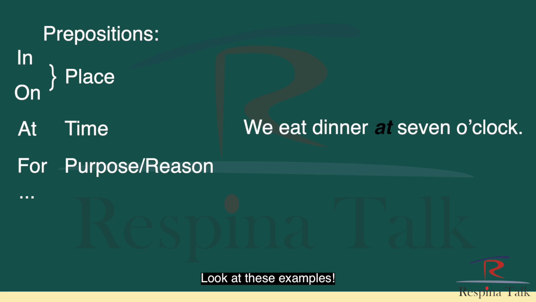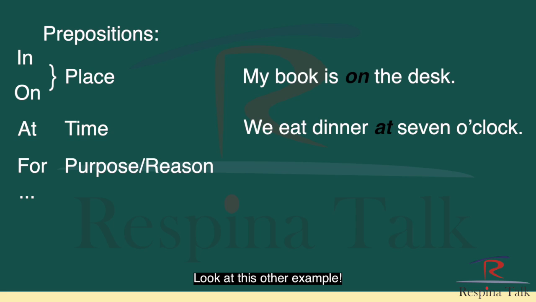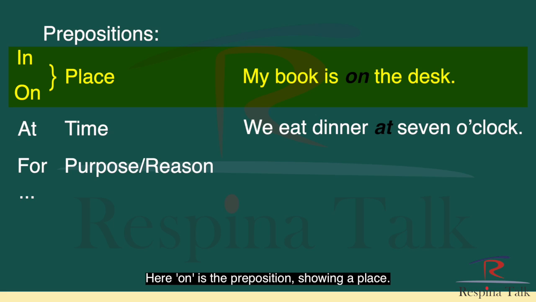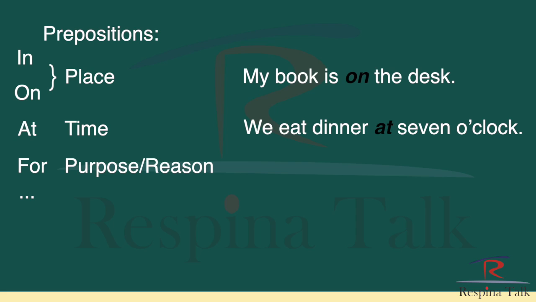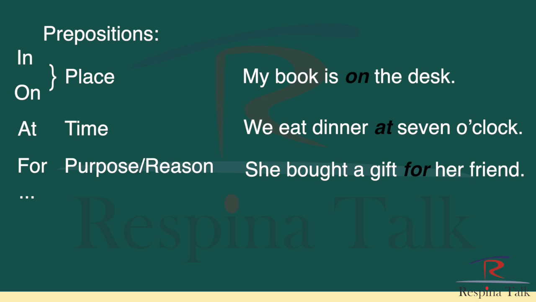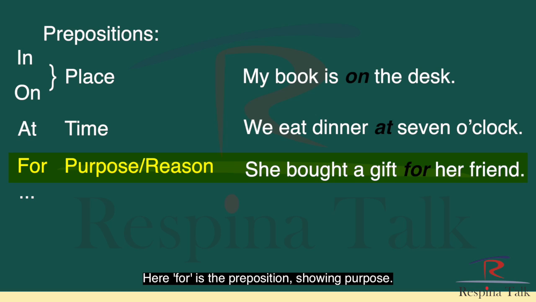Look at these examples. We eat dinner at 7 o'clock. Here, at is the preposition showing time. Look at this other example. My book is on the desk. Here, on is a preposition showing a place. And look at this other example. She bought a gift for her friend. Here, for is the preposition showing purpose.